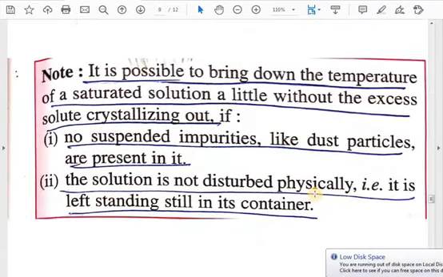Now it is possible to bring down the temperature of a saturated solution a little without the excess solute crystallizing out if there are no suspended impurities like dust particles present in it. And second, the solution should not be disturbed physically. It is left standing still in its container. So you can bring down the temperature of a saturated solution a little without the excess solute getting crystallized.